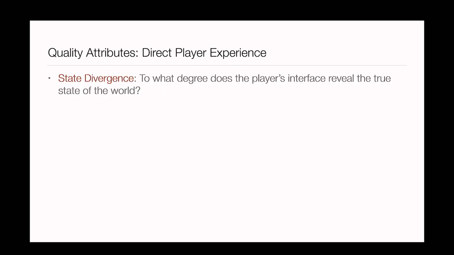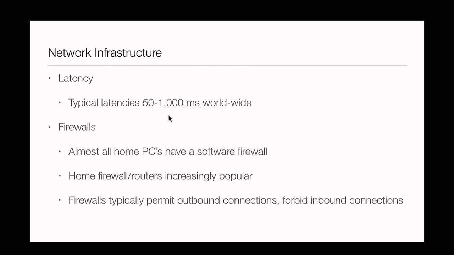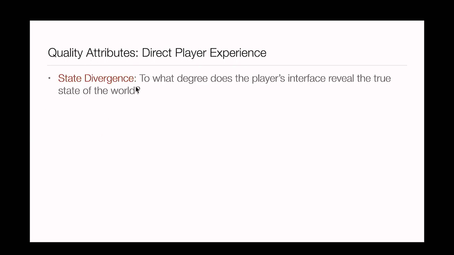Okay, so the fact that there is this latency basically affects the player experience. And so there's this thing called state divergence. State divergence is, to what degree does the player's interface reveal the true state of the world? So basically, when the player is looking at the screen, are they seeing the real state of the world, or are they seeing what their particular computer thinks the state of the world is, and not the actual state of the game world?